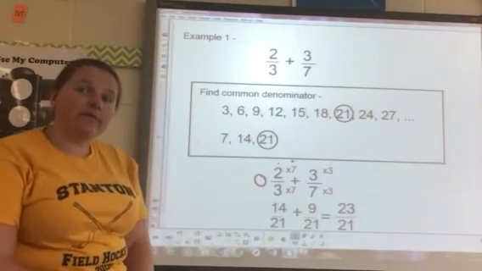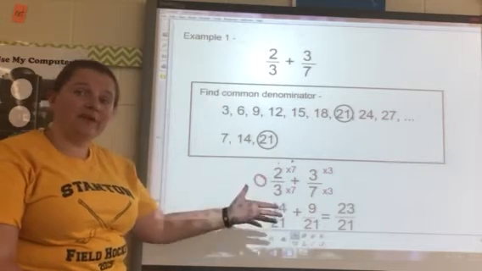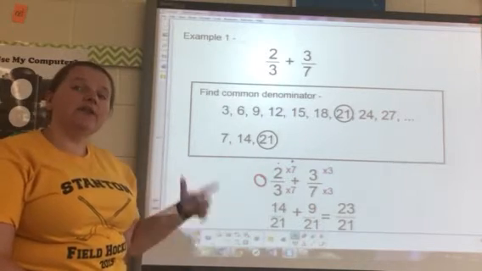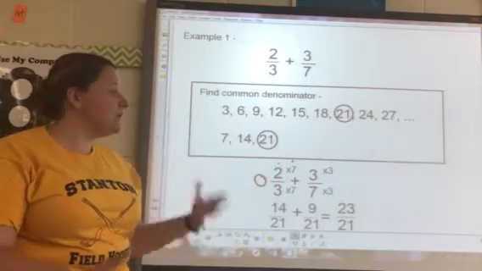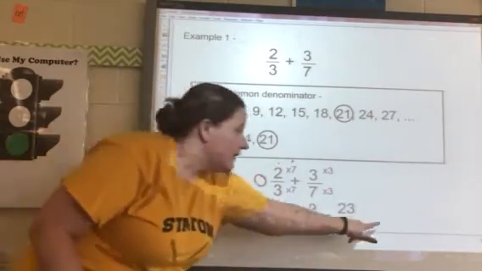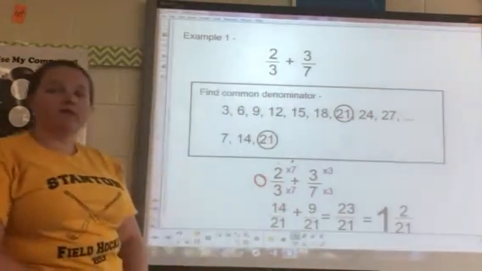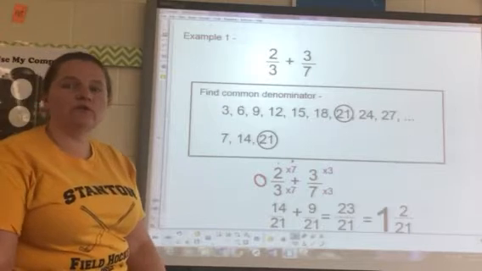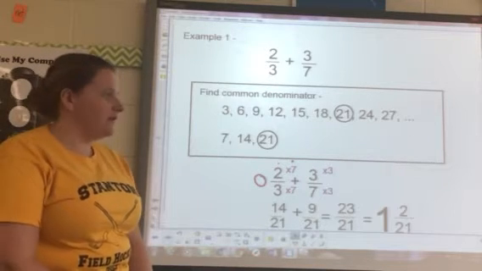Now this is an improper fraction because 23 is greater than 21. So I need to turn it into a mixed number. How many 21's can I get out of 23? And the answer is 1 with 2 left over. So 1 and 2/21 is the answer to my problem.